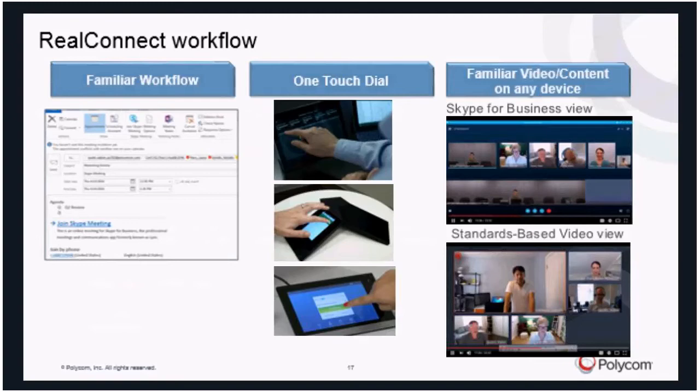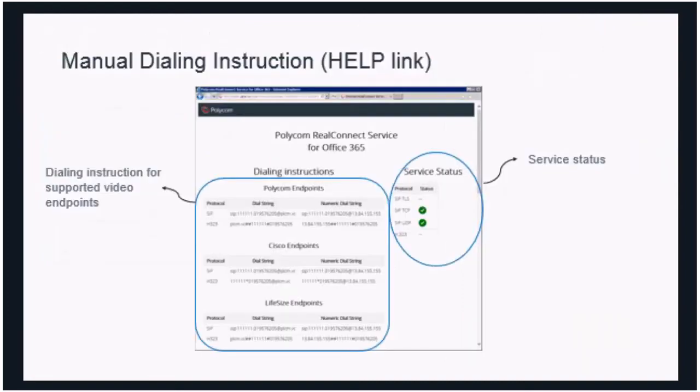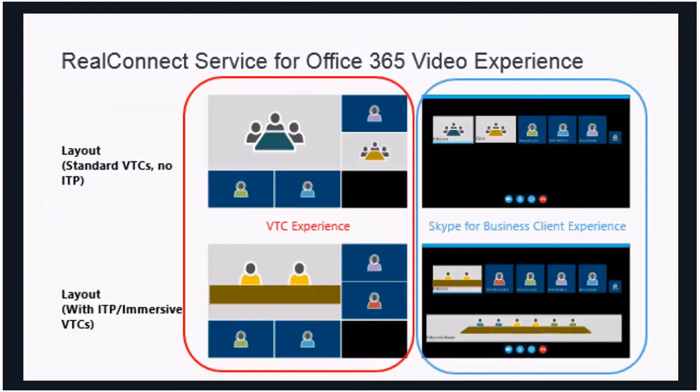So now that everybody's in the call, everybody can see each other on video. The Skype for Business view is consistent with what they see, the standards-based video endpoints are consistent with what they see, and you can share content bidirectionally between them. Again, there's a manual dialing instruction link, or a help link, if you will, so they'd know what to dial if they're on endpoints that don't support click to join.